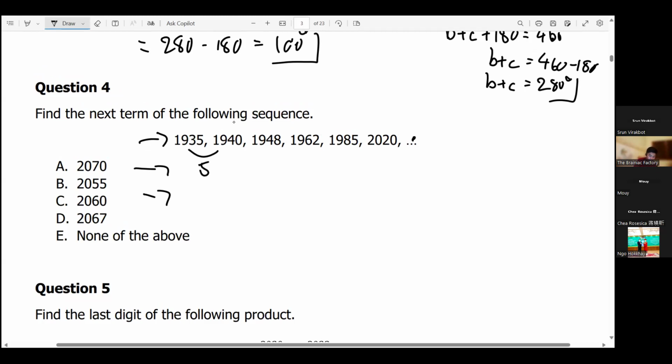And from 1940 to 1948, you can find a common difference is 8, and this one is 14, this one is 23, and this one is 35. So this common difference means that when you take 1935 plus 5, you'll get 1940. When you take 1940 plus 8, you'll get 1948. When you take 1948 plus 14, you'll get 1962, and so on.